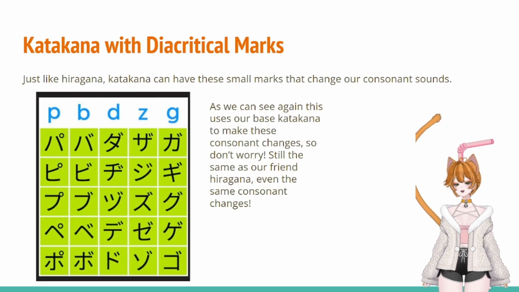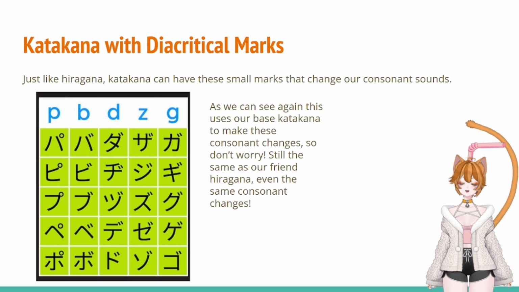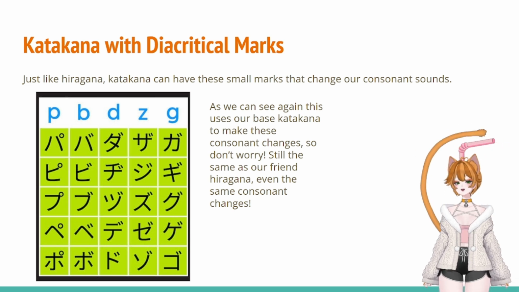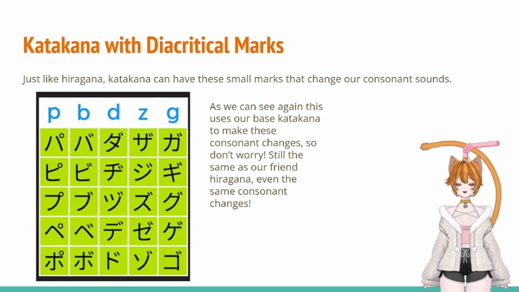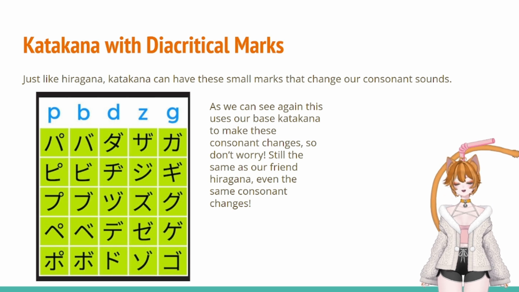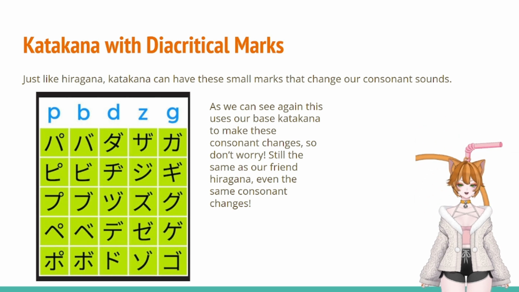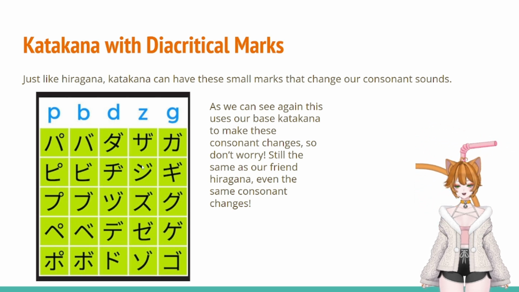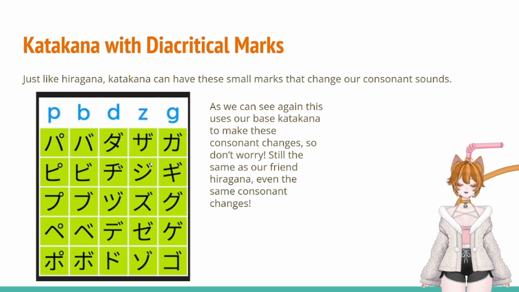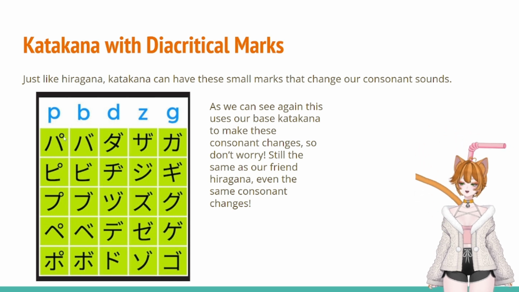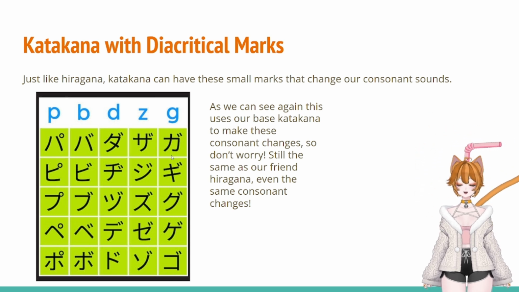So let's move on to katakana with diacritical marks. As we know, just like our hiragana, it is going to have the same base katakana. It's not going to change the way that we write it. The only thing that we add are these little almost quotation mark looking things or this little degree symbol looking things. And again, it's going to be the same bases as well.